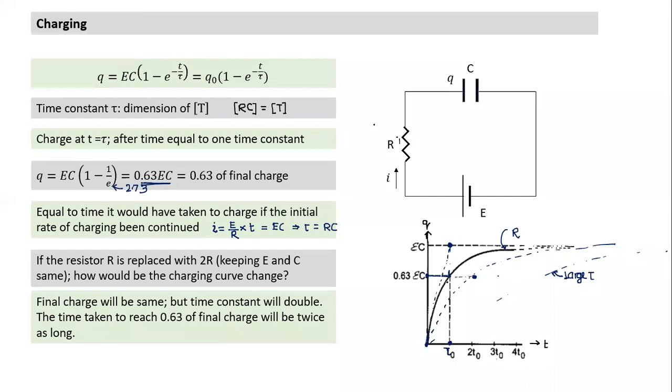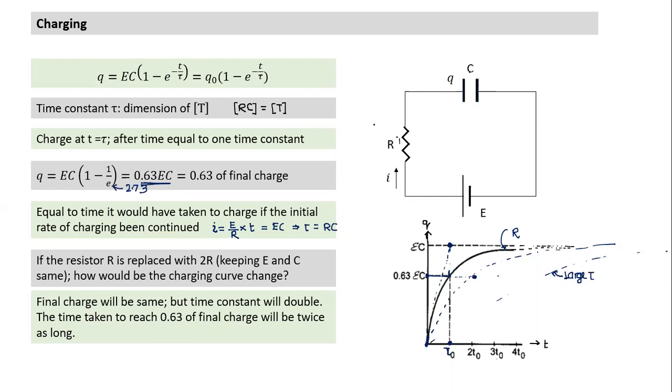Okay. Final charge will remain same, but time constant will double. So time taken to reach 0.63 times of final charge will be twice as long. So we hope we understood time constant. We understood that the initial rate of charging will keep decreasing. Final rate of charging will approach zero. Final charge will be EC.